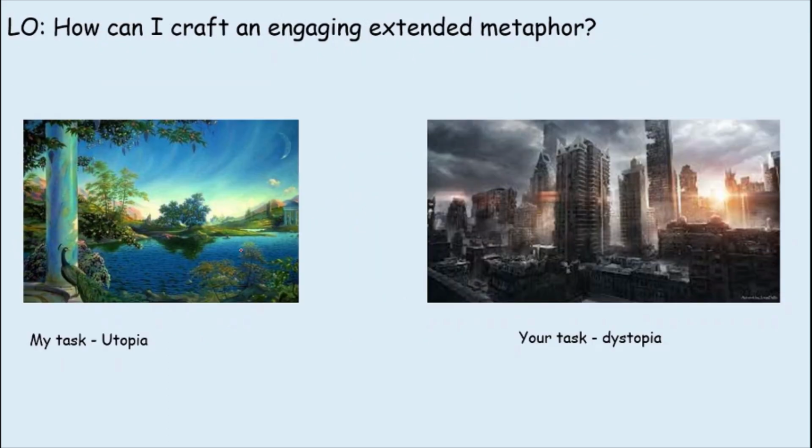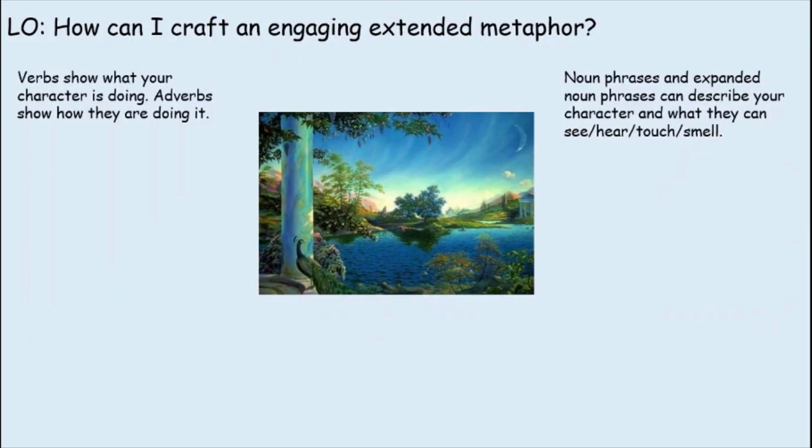For my example, I've been using utopia, which is the opposite of dystopia, which is what you're doing. Utopia is that kind of dream, paradise, perfect society. Dystopia is a broken, nightmarish society. So what we're going to do first of all is practice descriptive and narrative writing. We're going to brainstorm now some verbs to show what our characters might be doing.